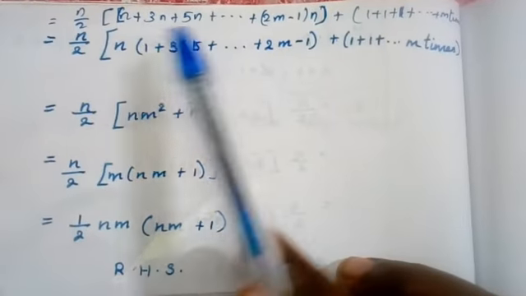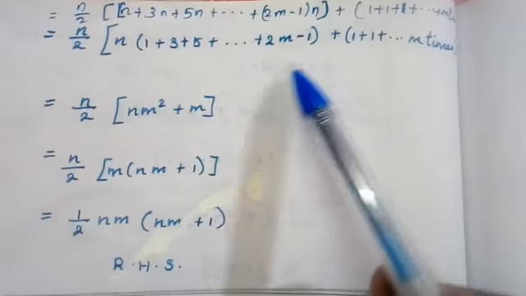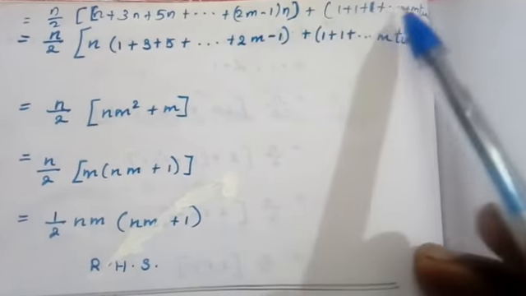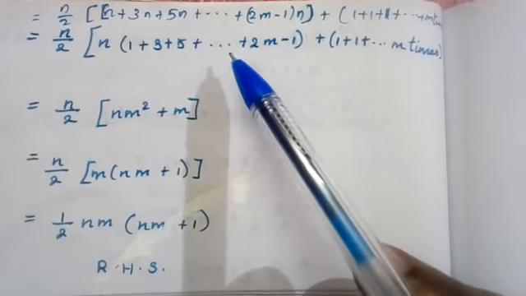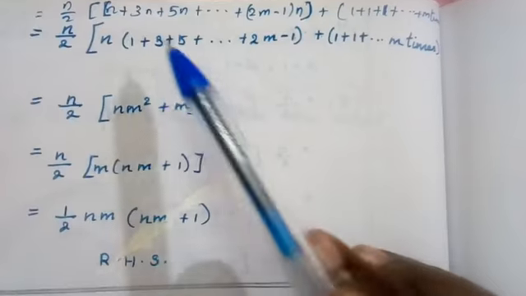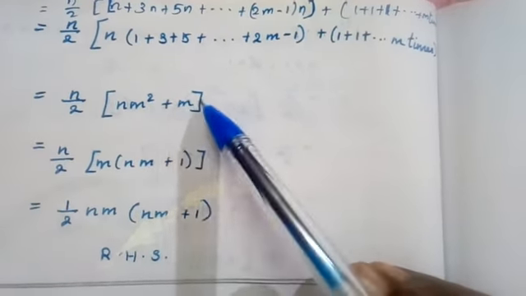For the first group, n is common, so take it outside: 1 plus 3 plus 5 plus etc. plus 2m minus 1. For the other group, it is m times. So n by 2 into n into, for the first value, is m square, plus m.